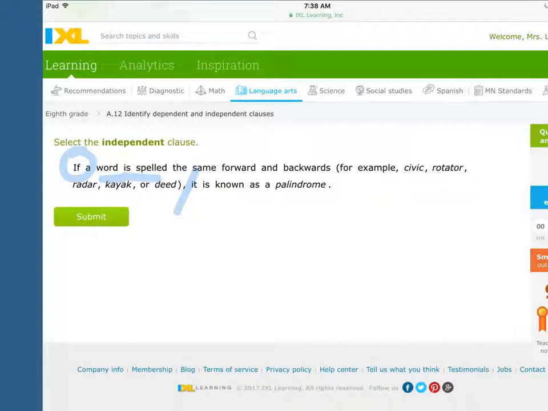The second part, it is known as a palindrome. Well, that feels independent, but let's check it. It is known as my verb, it is my subject, no subordinating conjunction at the front, it's a complete thought, that is my independent clause.